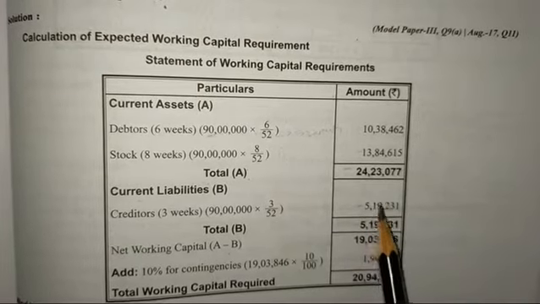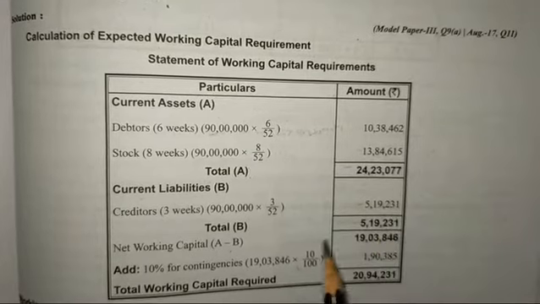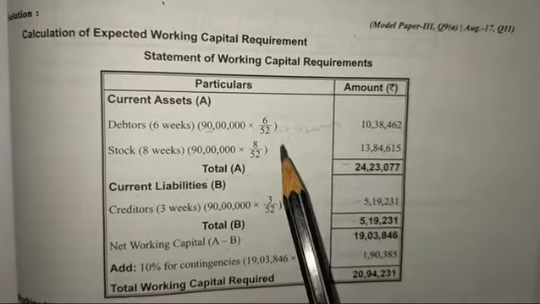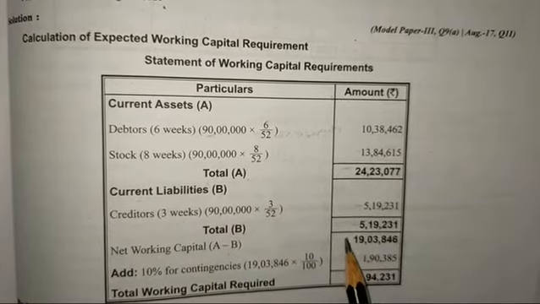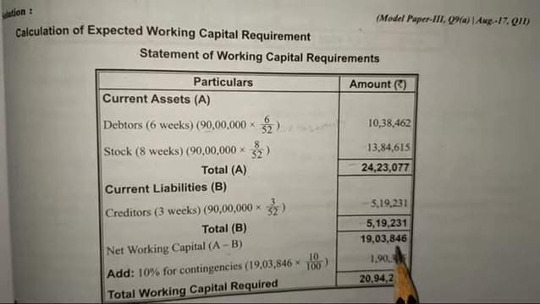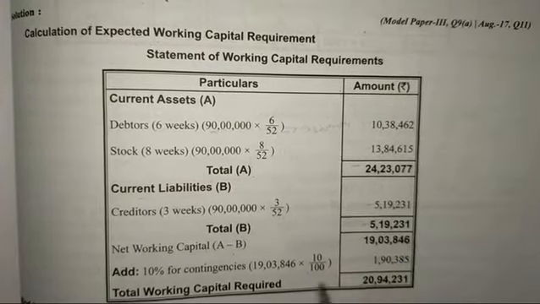Now we need to subtract these two, current assets and current liabilities. Net working capital, A minus B, both the things are subtracted. Then we got this one, 19 lakh 3,846.